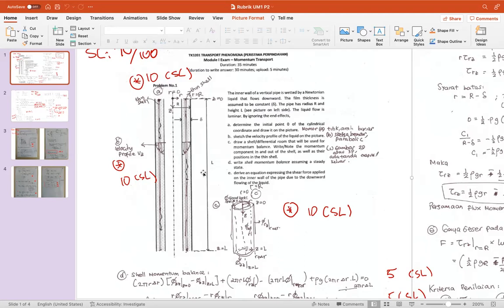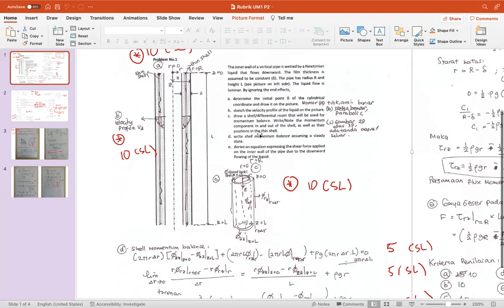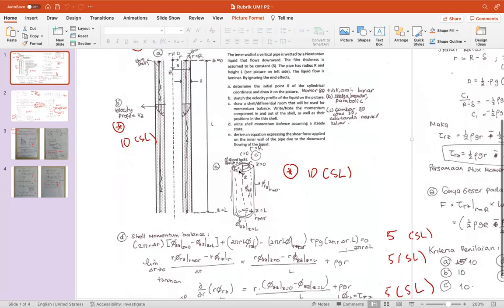Part C: draw or sketch a differential volume that will be used for the momentum balance. Write or note the momentum components in and out of the shell, as well as the position of the thin shell. So I think we know this one: the input minus the output, and then you need to write the position also, and the components in and out. This is 10 points.